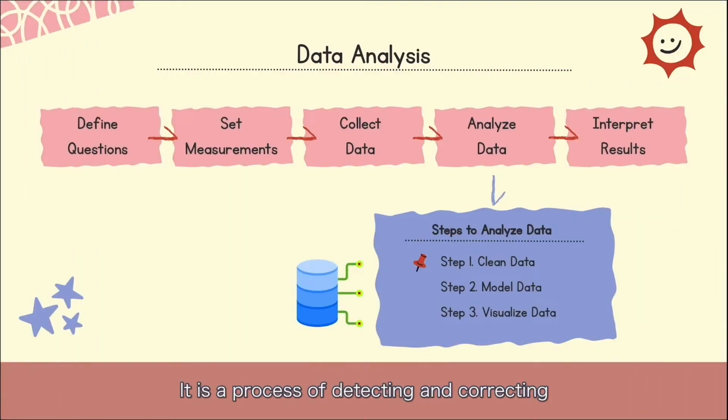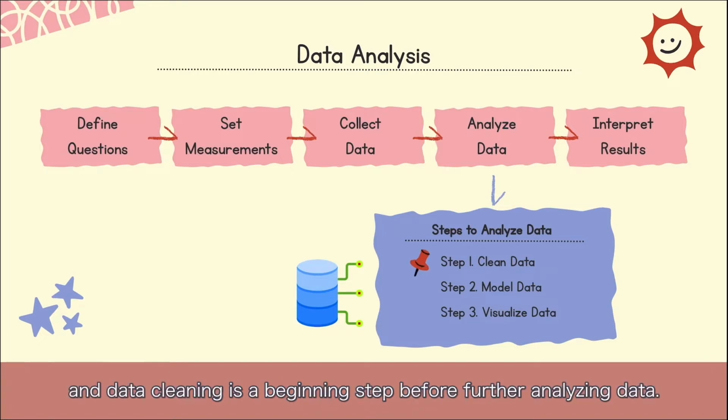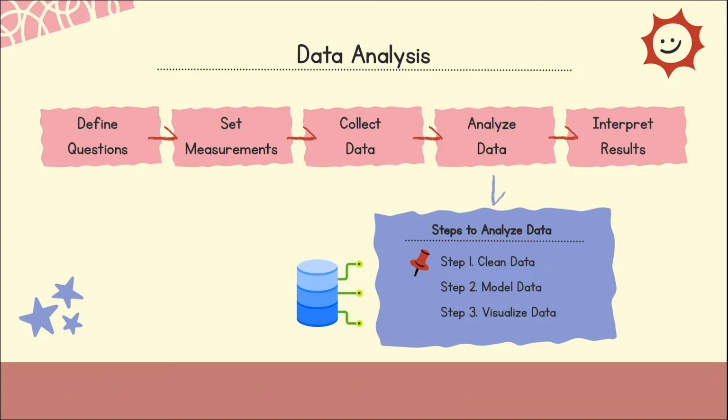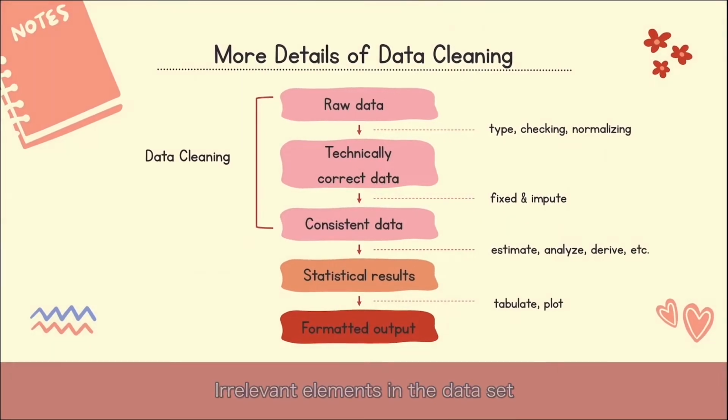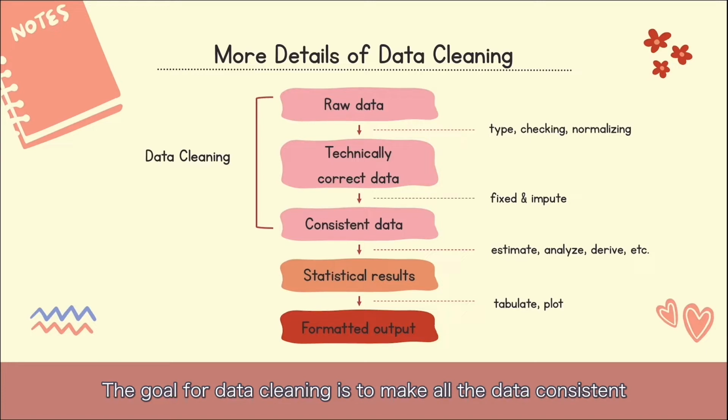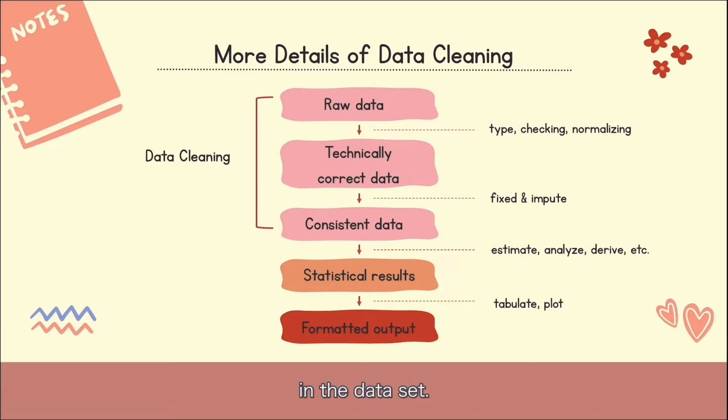It is a process of detecting and correcting inaccurate records in a database. This is the process of data analysis, and data cleaning is the beginning step before further analyzing data. Irrelevant elements in a dataset may be removed, replaced, or modified. Moreover, new rows and columns may be added to represent additional information. The goal for data cleaning is to make all the data consistent in the dataset.